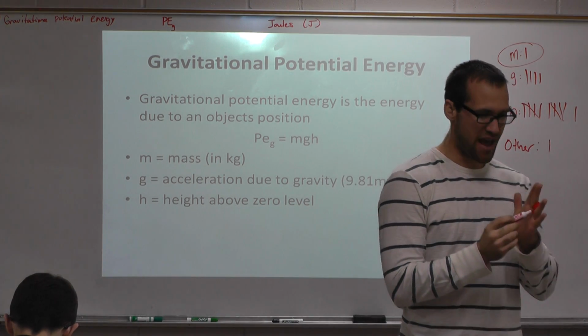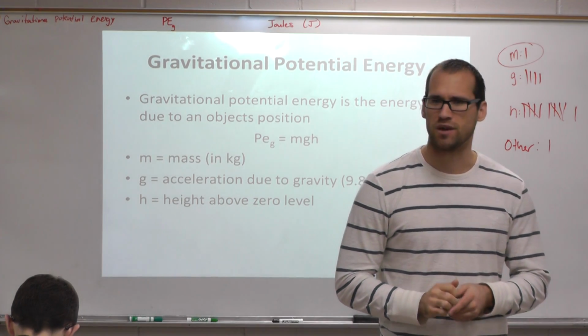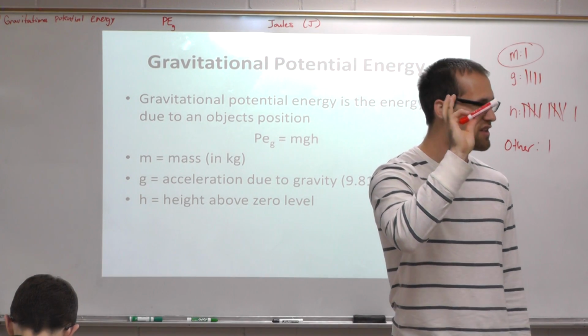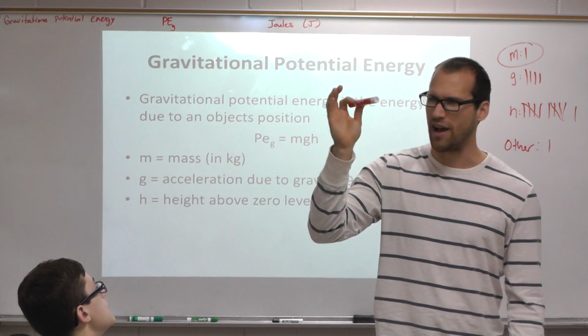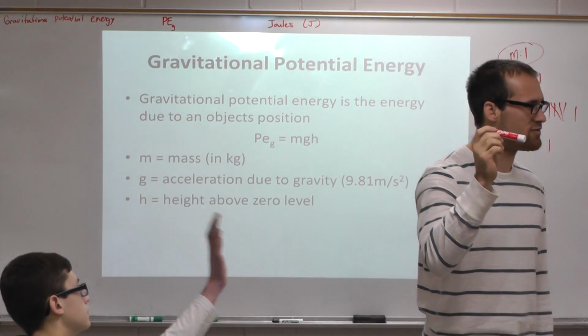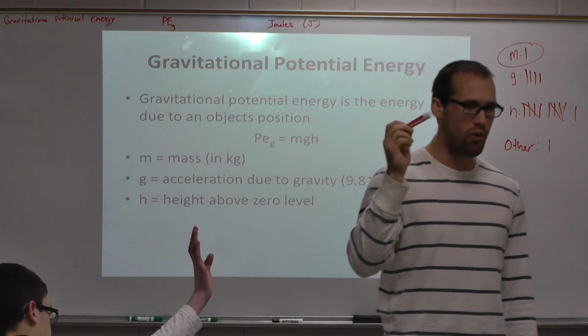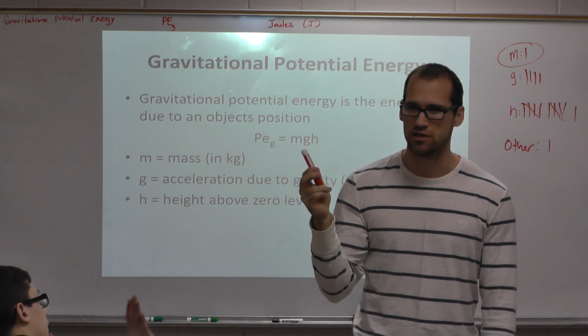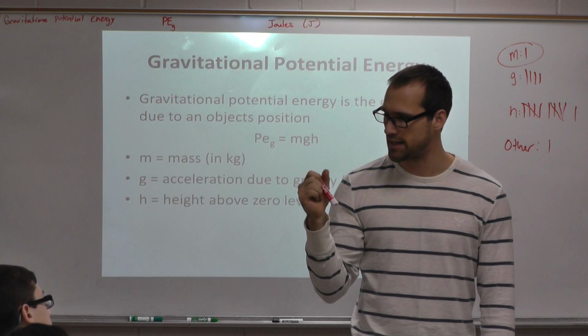Yes, masses can be different for different objects, but could I change the mass of this? No, I can't change the mass of this. I can't change the fact that gravity accelerates an object at 9.81 meters per second squared. But what is the one thing I can change? It's height.